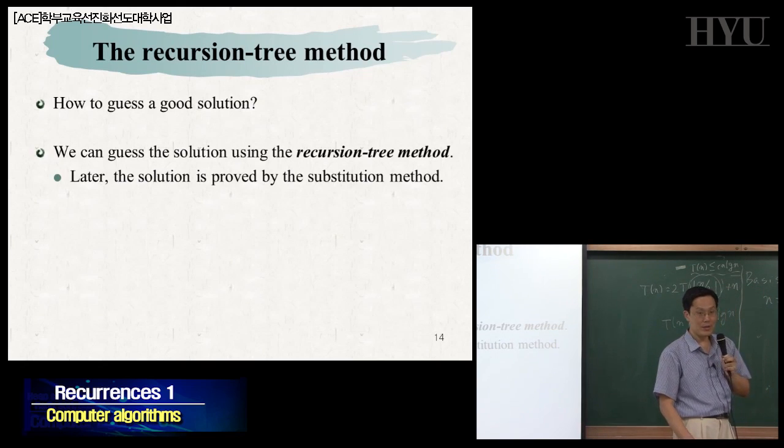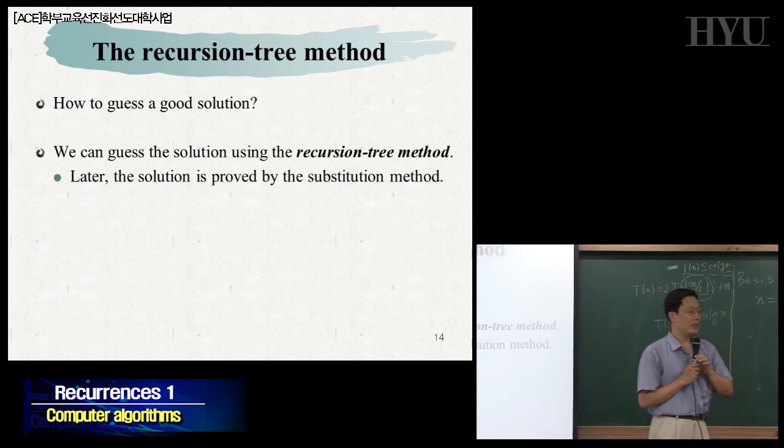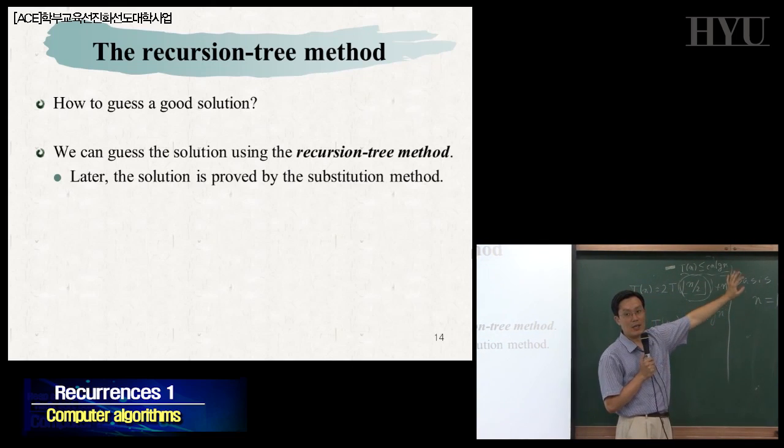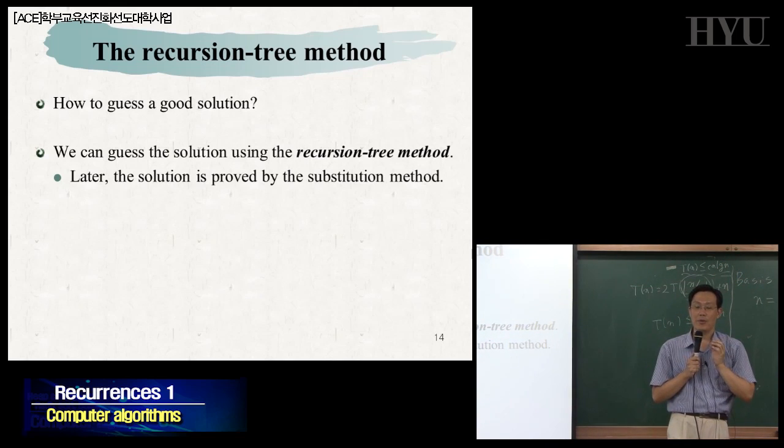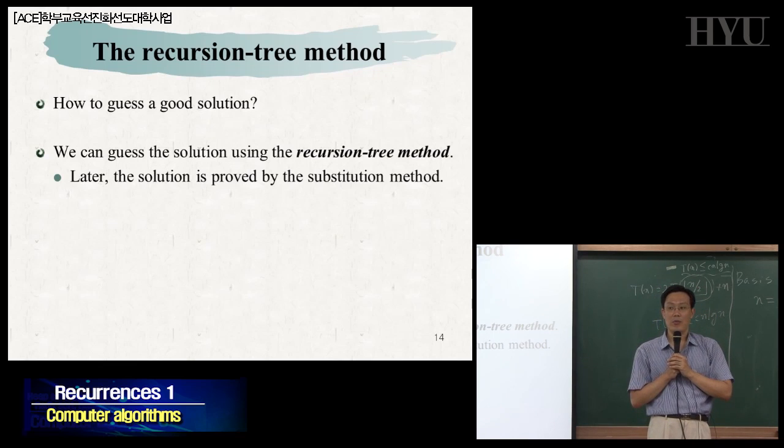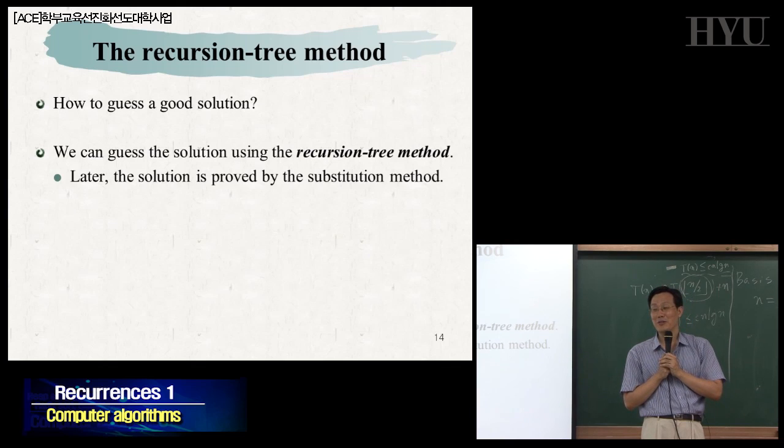Okay. So I explained how to prove a recurrence when you have a guess, when you have a right guess. Okay? But how to guess a good solution?